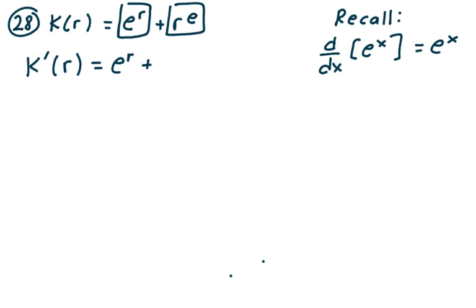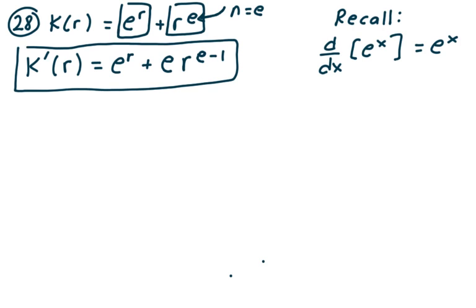Now, in the second term, remember, my n is equal to e. So I'm going to pull the e out in front, and I'm going to multiply by r raised to the e minus 1. So you want to remember, in the second term, e is constant. e is approximately 2.71828, etc. So this is how you find the derivative of k of r.